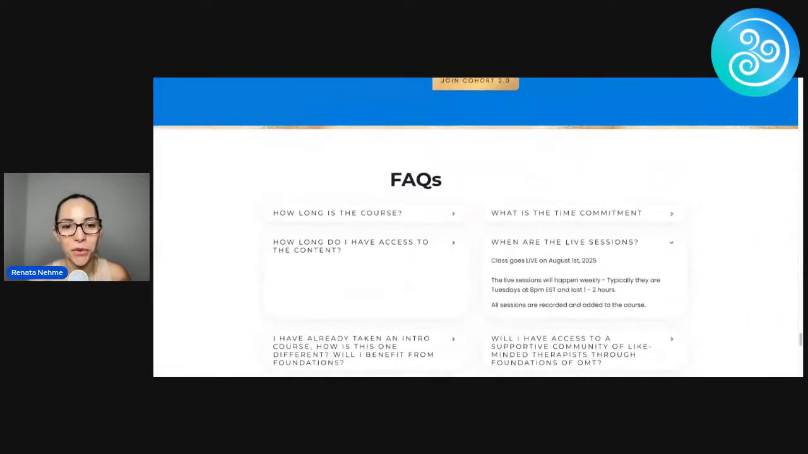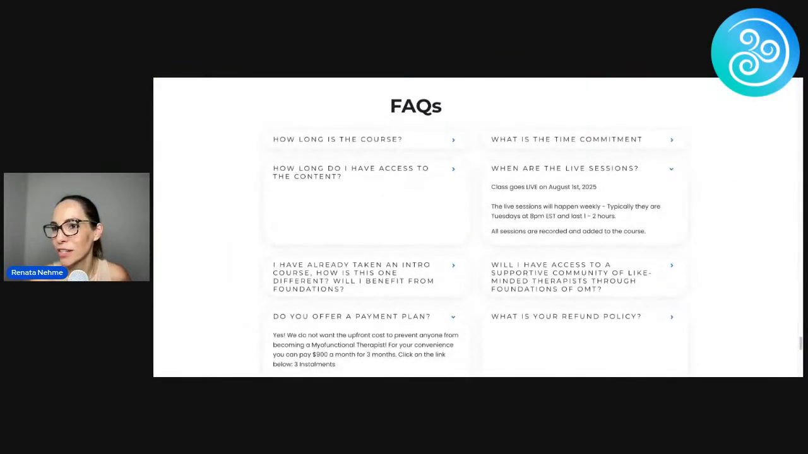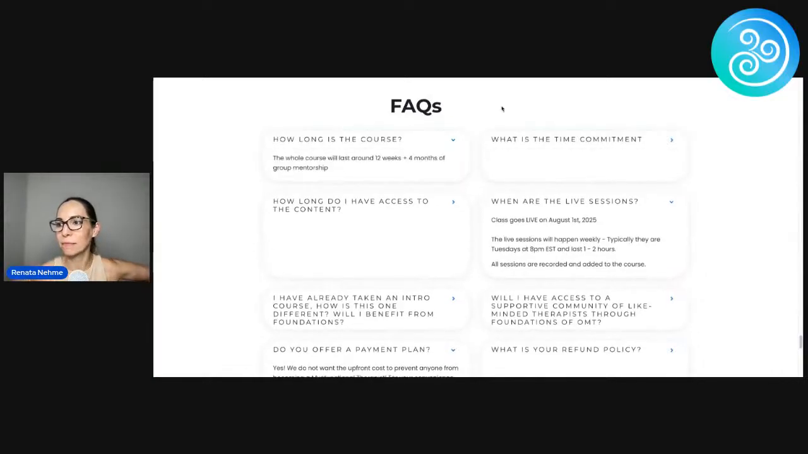It is 2.0 cohort. How long is the course? The whole course will last around 12 weeks plus 4 months of group mentorship. So we're going to have monthly meetings for 4 months for us to be able to share cases, go over patients, talk about what else is going on in the world of myofunctional therapy, and you guys starting your own practice.